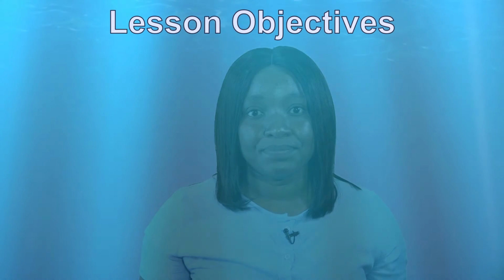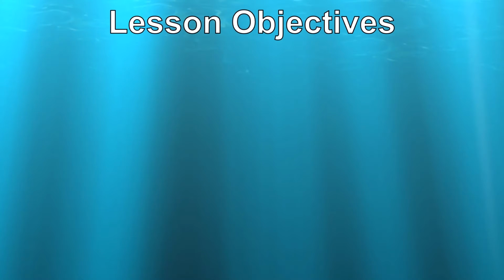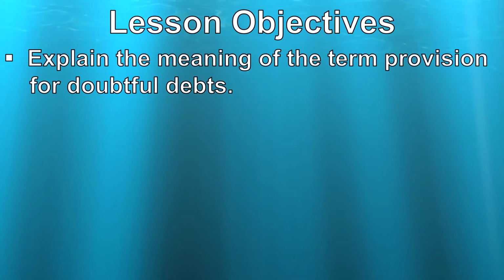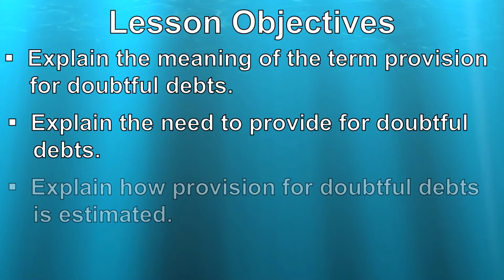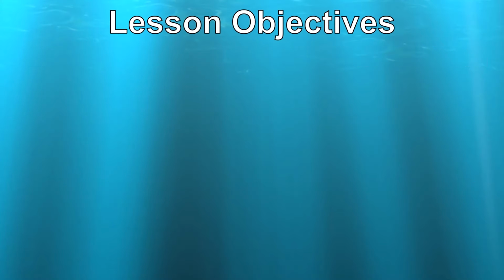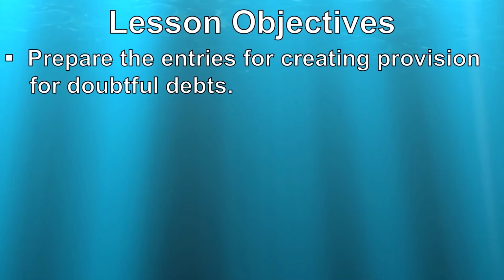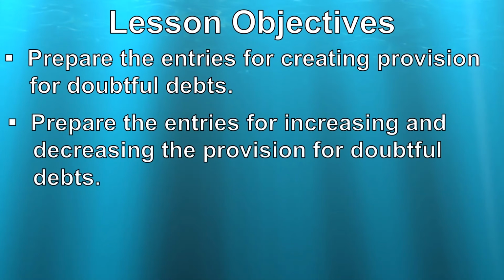Today's topic is about provision for doubtful debts. The lesson objectives are: number 1, explain the meaning of the term provision for doubtful debts. Number 2, explain the need to provide for doubtful debts. Number 3, explain how provision for doubtful debt is estimated. Number 4, prepare the entries for creating provision for doubtful debts. And lastly, prepare the entries for increasing and decreasing the provision for doubtful debts.